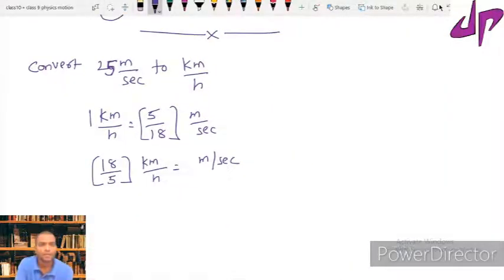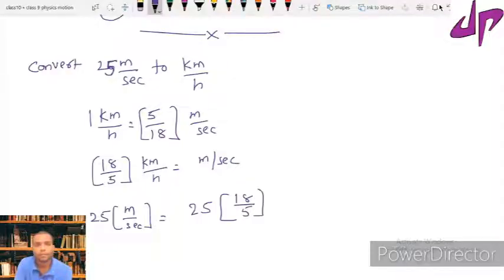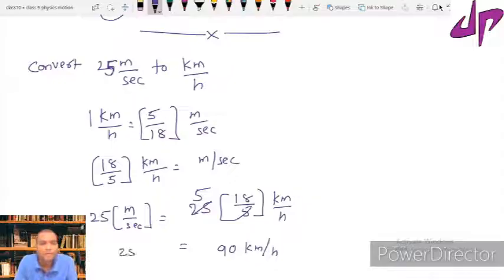Here I am having 25 meter per second. So, 25 meter per second is equal to 25 times 18 by 5 kilometer per hour. Now you can cut these values by 5, so you can end up with 90 kilometers per hour. So 25 meters per second is also equal to 90 kilometers per hour.